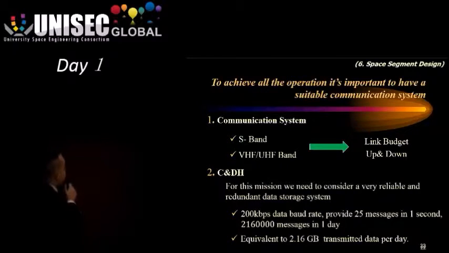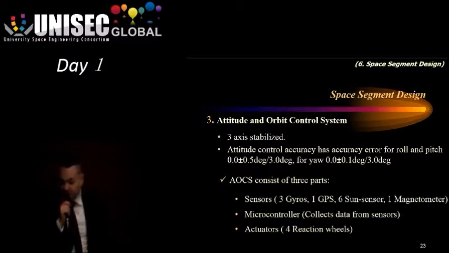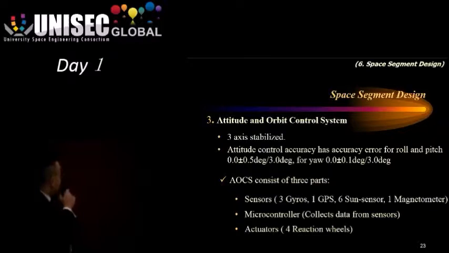So our system also uses an attitude control system. In this case, we use 3-axis stabilization, and it consists of 3 parts. We can use sensors like 3 gyros, 1 GPS, a microcontroller just to collect the data, and a magnetometer.